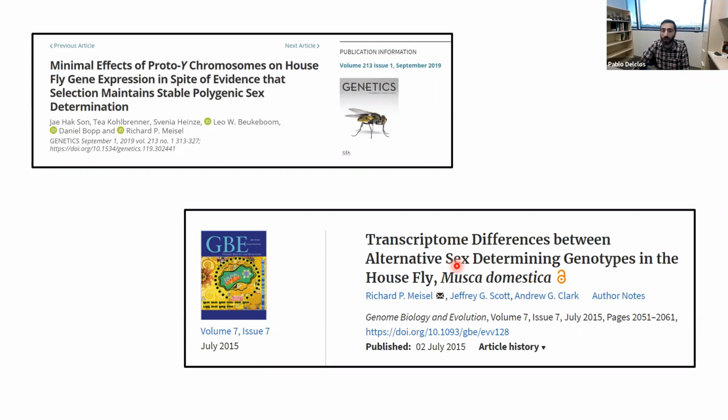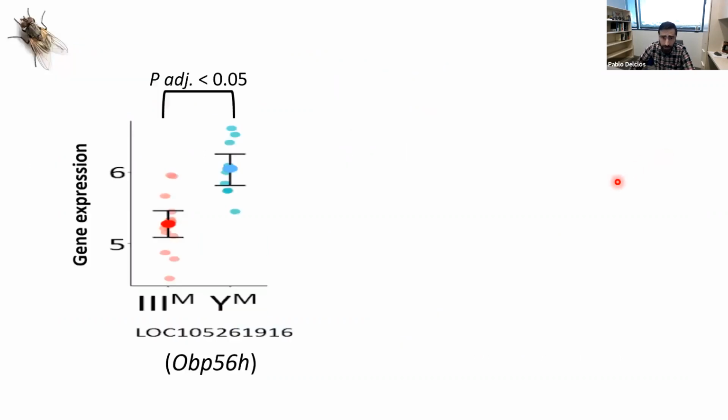Now, in general, there were only a handful of differentially expressed genes at all, but one that stood out was the only mating related gene within that list, OBP56H, which specifically is downregulated in 3M males. It's one of a family of odorant binding proteins, which are typically involved in the detection of odorant cues, but they have other functions as well. And this one in particular caught my eye for a couple of reasons.